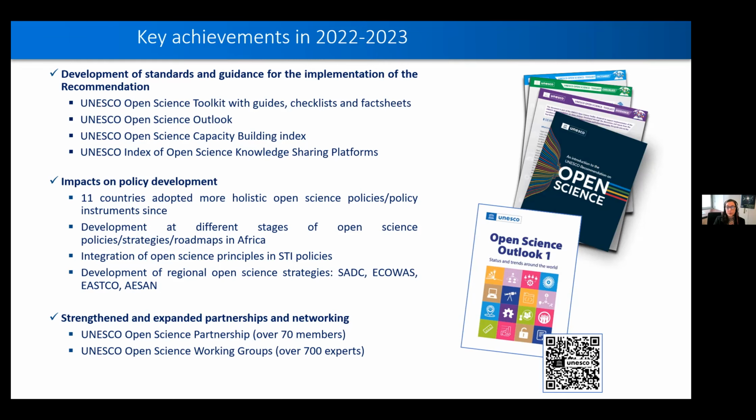Also, lots of interest to develop regional and sub-regional open science strategies, like in Southern Africa through SADC, Western Africa through ECOWAS, Eastern Africa through ISTECO, and then Asia, for example, also at the level of Asian countries. So we've seen, again, particularly in Africa, this need to have some kind of principles or some kind of framework action plan for open science at the sub-regional level, and then the countries take from that and build their own national policies or roadmaps or others.